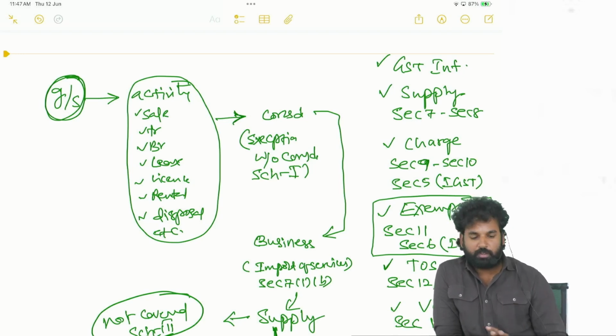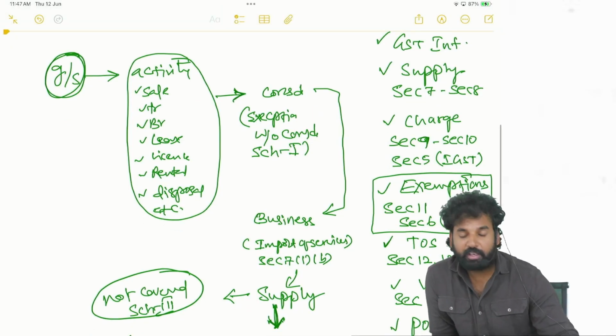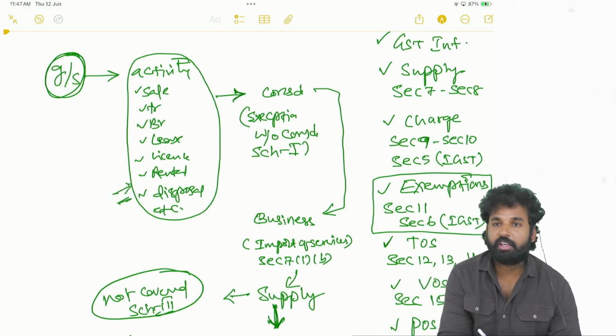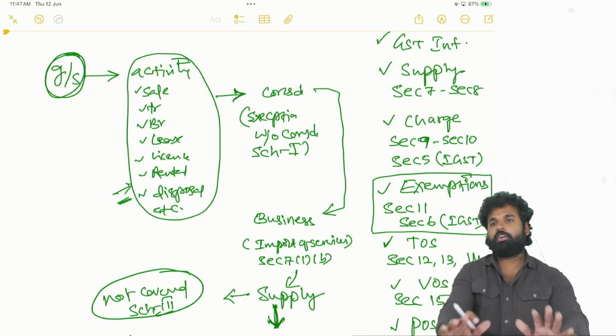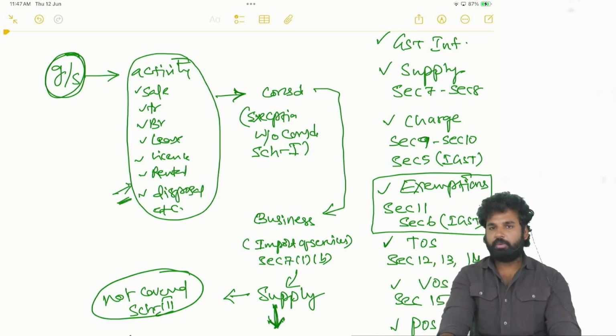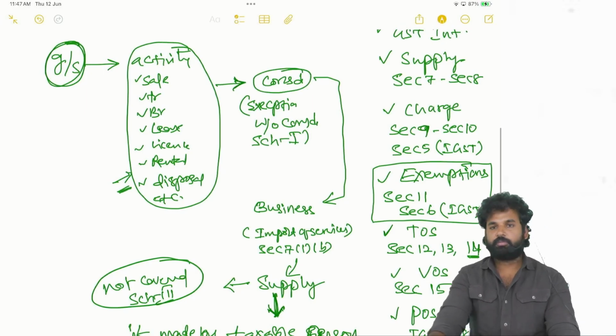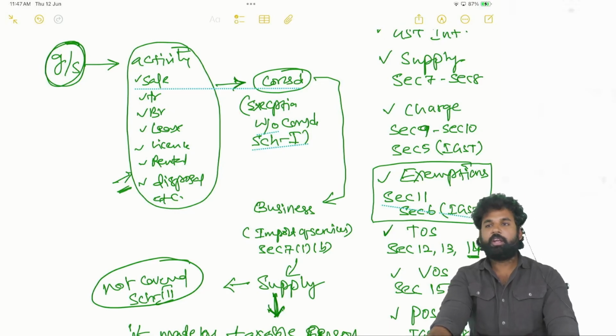Next, whenever it is a case of any activity, see here, this is not an exhaustive list, this is an inclusive list. So whatever the activity may be, any activity will come here. Scope is wider here. Next, it shall be made for consideration. If you are not doing it for consideration, then GST will not come.